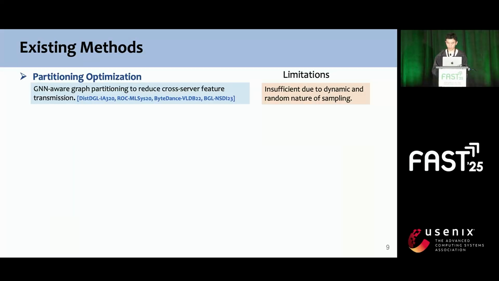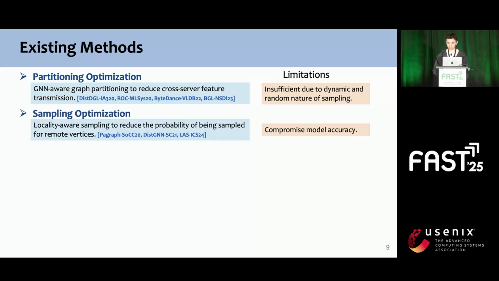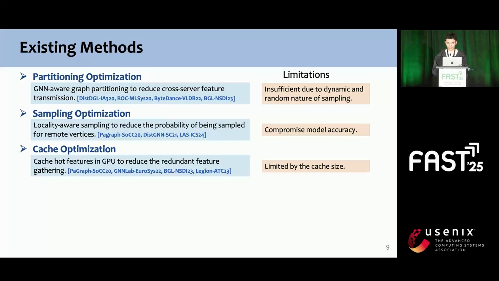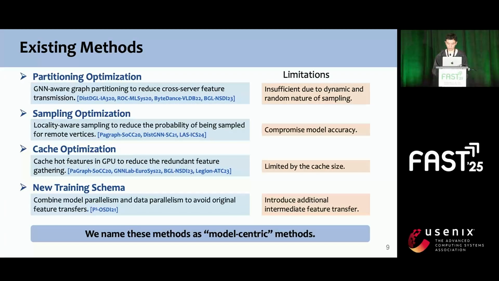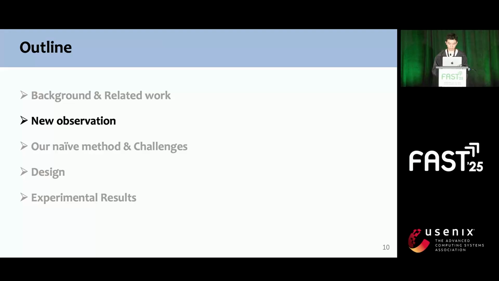Recent work has proposed many methods to alleviate this bottleneck, such as partitioning optimization, sampling more vertices from the local server, or caching vertex features in GPU memory, and introducing new training schemes. However, all of them have some limitations. We refer to these methods as model-centric approaches because in their systems, when the model requires features that are located on a remote machine, they fetch these features to the local machine. Next, we introduce our observation and design.